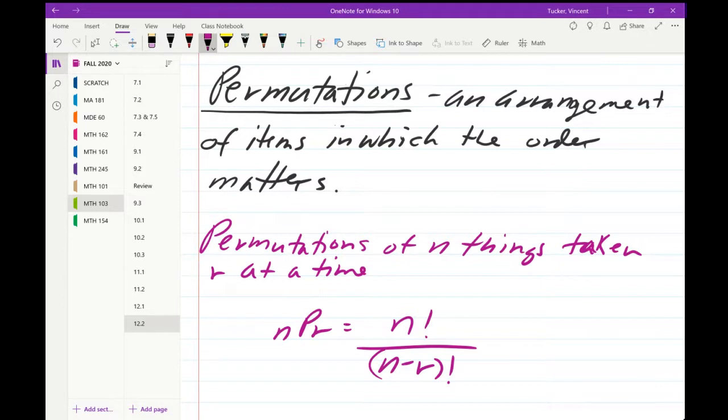All right, so a permutation is an arrangement of items in which the order matters. There's a formula for it: the permutation of n things taken r at a time. The notation is nPr, and it equals n factorial over n minus r factorial. So the key here is the arrangement of items in which the order matters. When we get to combinations, we'll see that the order does not matter with combinations.